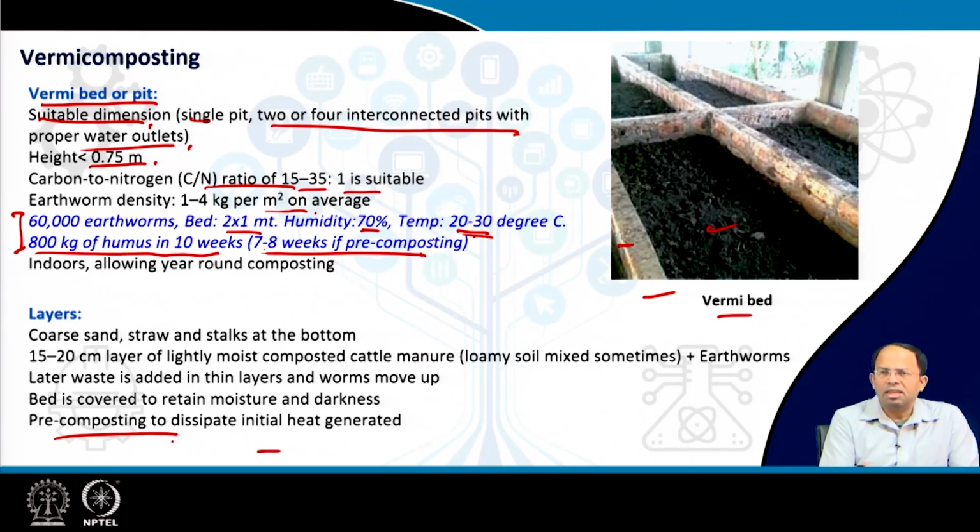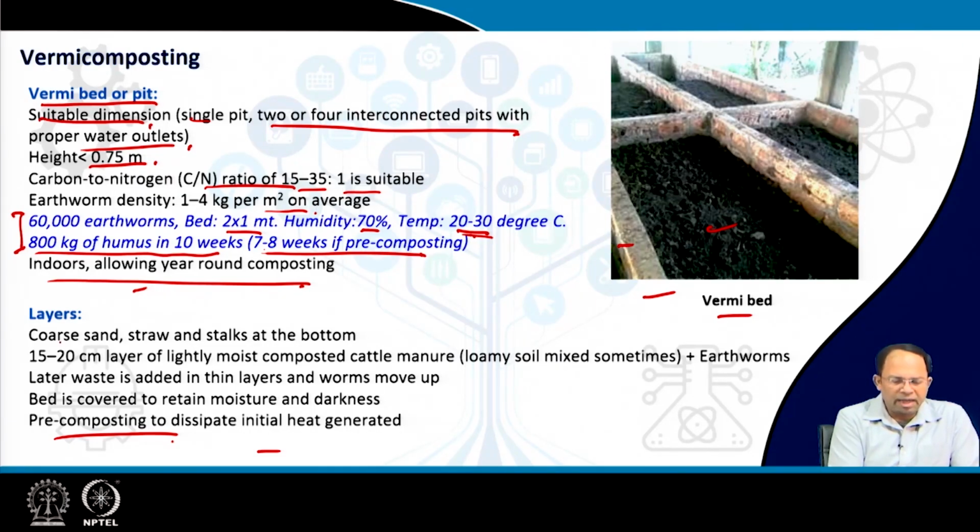But otherwise, it's fine. Even if you don't do it, it will happen, but it will take a little bit more time. This process can happen indoors and can be done year round. So in areas with a lot of rainfall and other issues, we can go for vermicomposting.